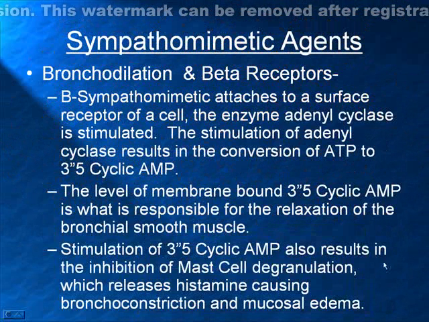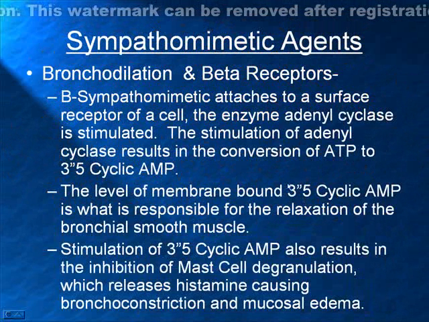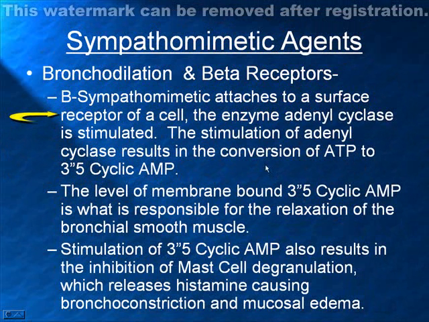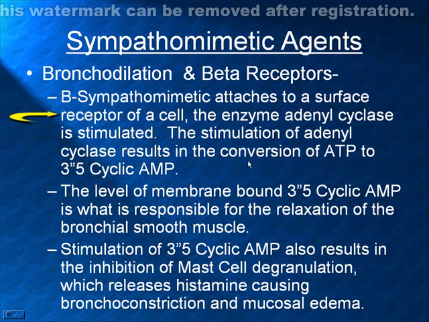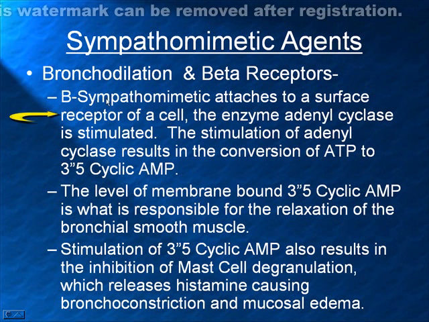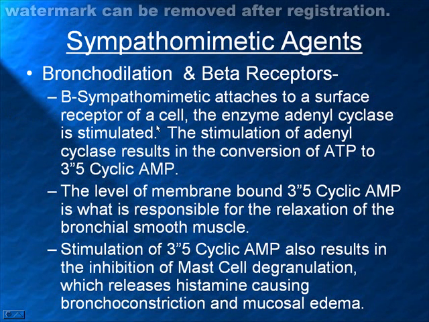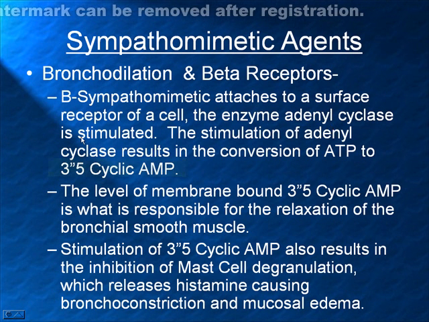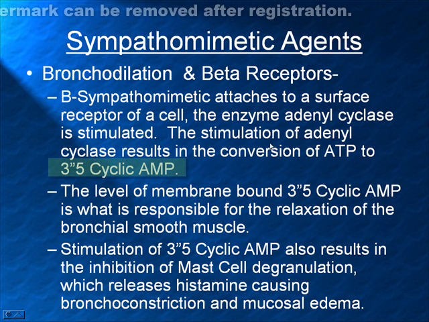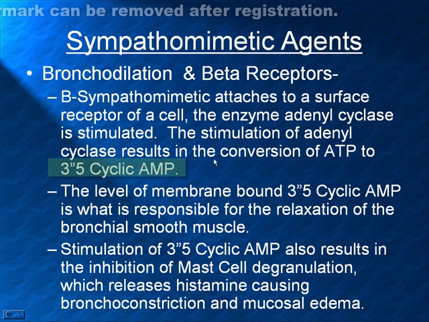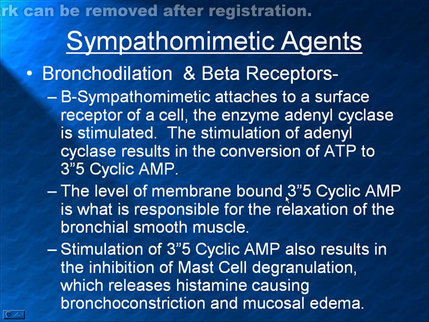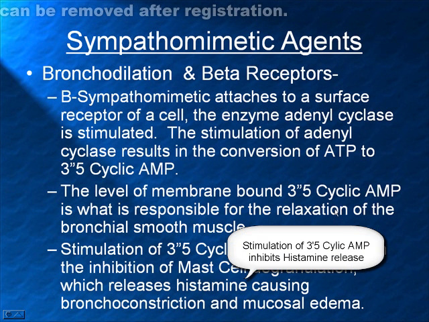Now as we move on to the next slide, this slide again goes through the pathway, and I'll sum it up on the slide. And basically what you see is that your beta sympathomimetic attaches to a surface receptor of a cell, and the enzyme adenyl cyclase, as we looked at in the last slide, the stimulation of adenyl cyclase results in the conversion of ATP to 3,5-cyclic AMP.